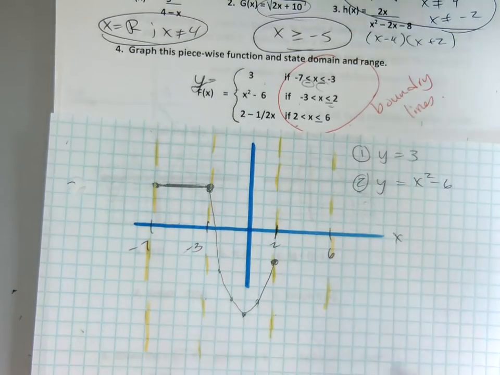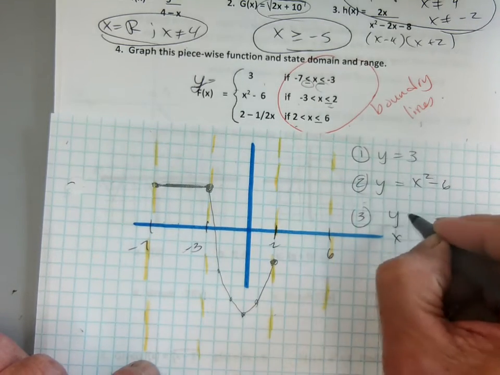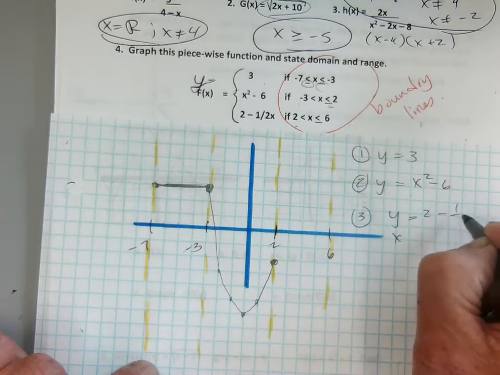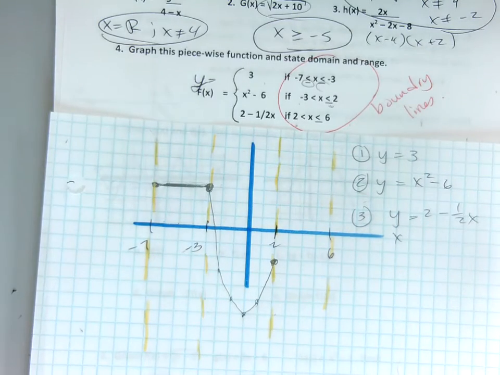Now, the last graph, the third equation, y equals 2 minus 1/2 x. And now this is where some kids make a mistake. I'm going to show it. Don't do this. We're going to start at negative 2, right?